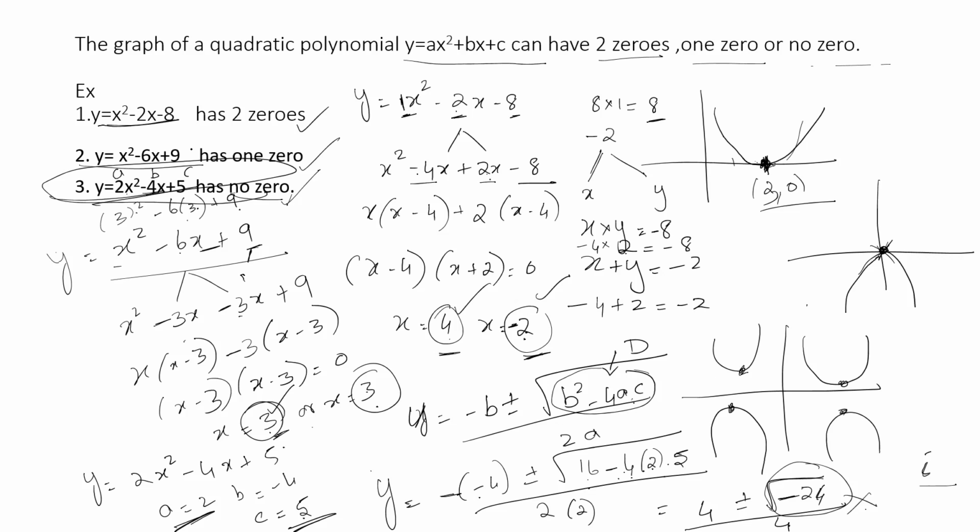See, first how are we getting two zeros? If you are getting two values of x for which the polynomial becomes 0, then the graph will cut at 2 points like this, either upward or downward, anywhere. It will cut the x-axis at 2 points. These curves are called parabolas.